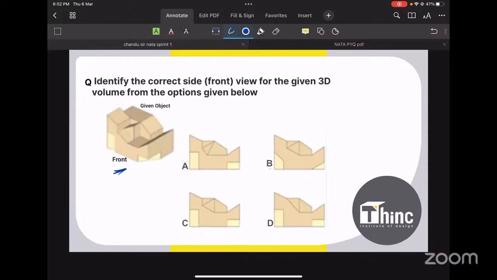So the front view of a given object is being given. You need to identify it among the options. When you look from this direction, see the common error in this portion: how will you see it from the front? That is a rectangle actually. So when you project it outside, it will be something like this, not a triangle.